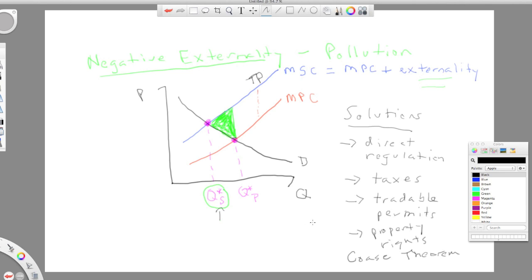So that's about it for this lesson on externalities. Hopefully you got a little bit of something out of it, and you can get the rest of the details from your reading in the text.